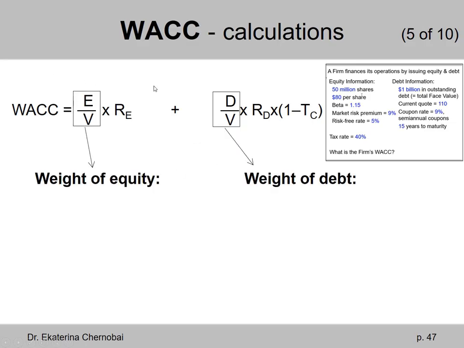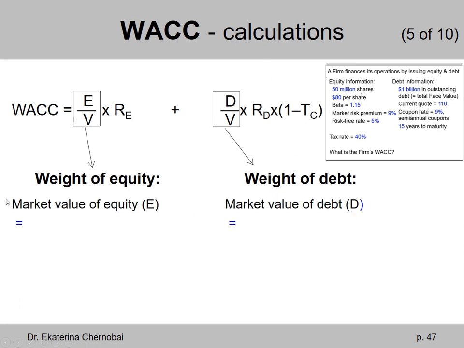Next, let's focus on the weights. The weight of equity, and the weight of debt. We know that the market value of equity is equal to the number of shares times today's price per share. So you take 50 million and multiply by $80 per share, which gives $4 billion. Market value of debt. You would want to do the same thing, the number of bonds times the price per bond.